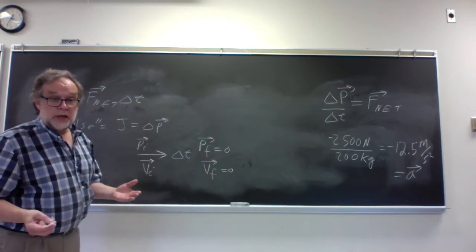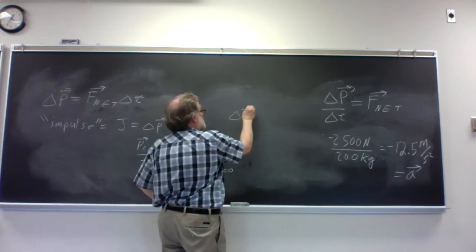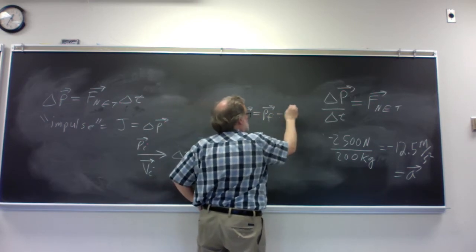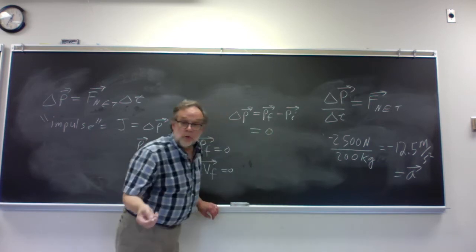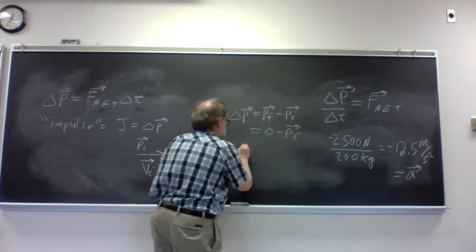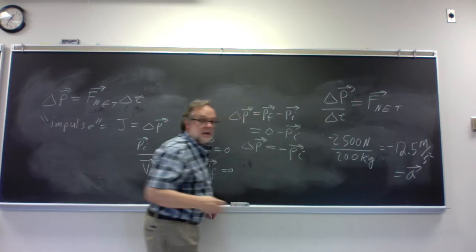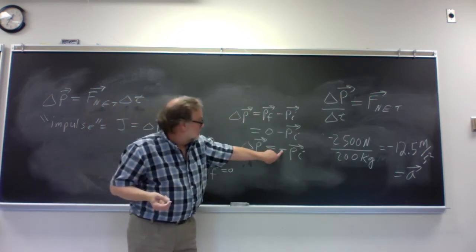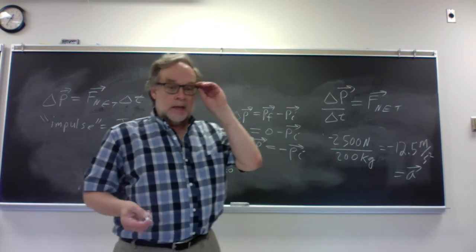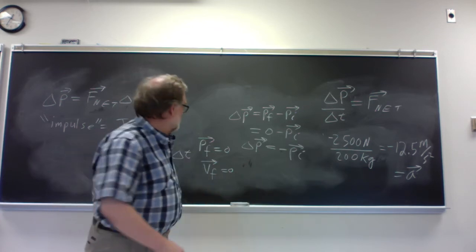So your momentum change is a loss of all the momentum you started with. That is, delta P is final momentum minus initial momentum, but the final momentum is zero because you've come to a stop. So your momentum change is a loss of, or a subtraction of, all the momentum that you started with. And of course, there are two ways to make that momentum change happen.